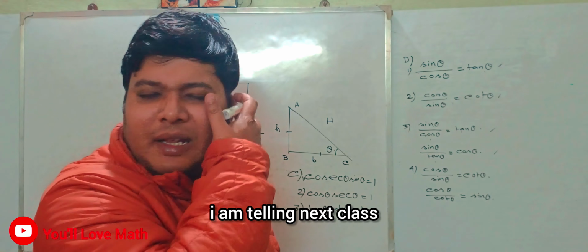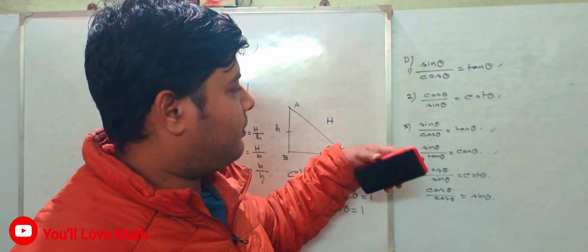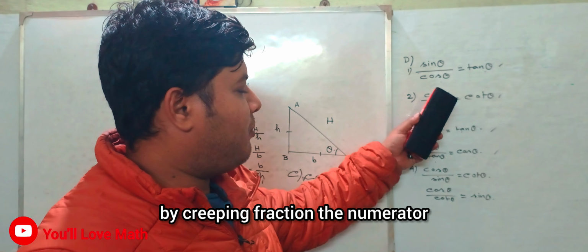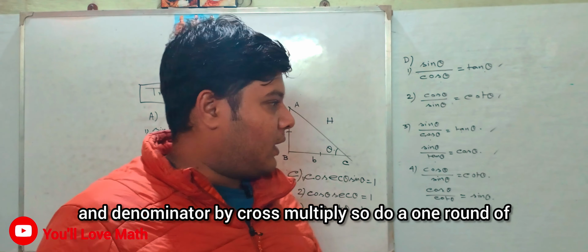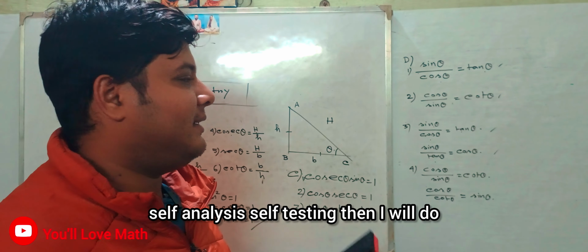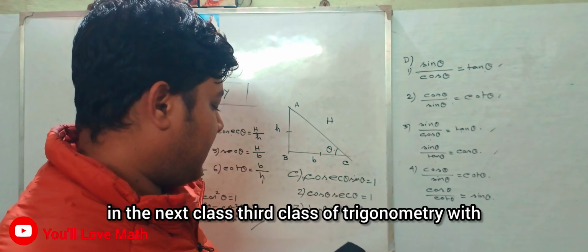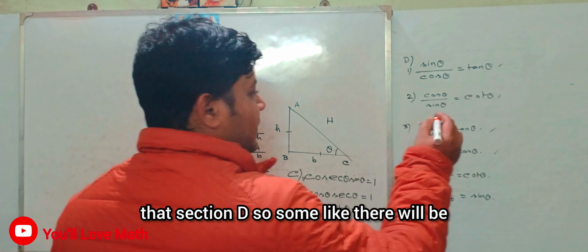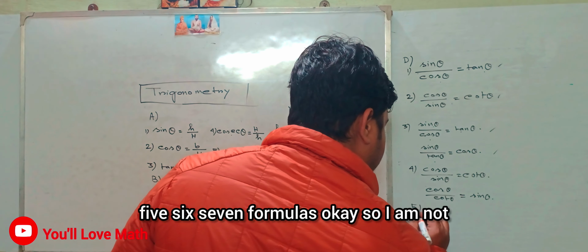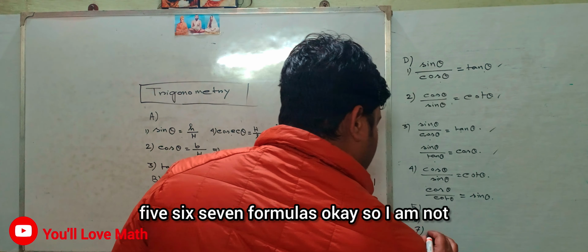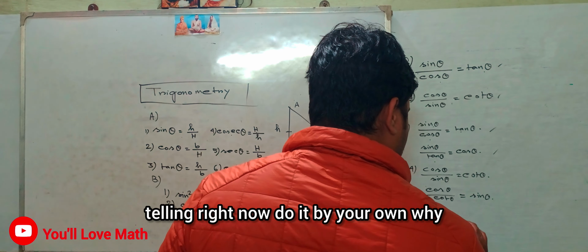Why am I telling it in the next class? Because you do manipulation by keeping a fraction, the numerator and denominator, by cross multiplying. So do one round of self analysis, self testing, then I will do it in the next class, the third class of trigonometry, with that section D. There will be 5, 6, 7 formulas. Okay, so I am not telling right now, do it on your own.